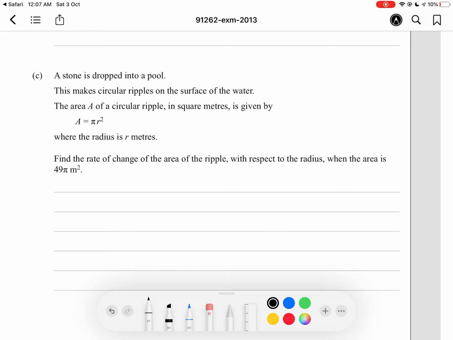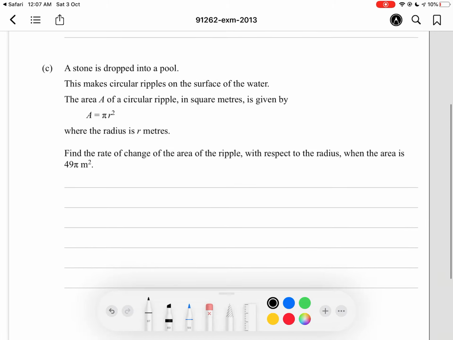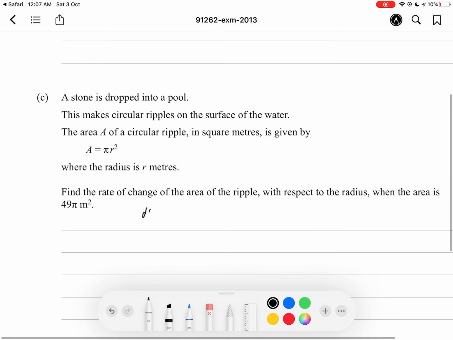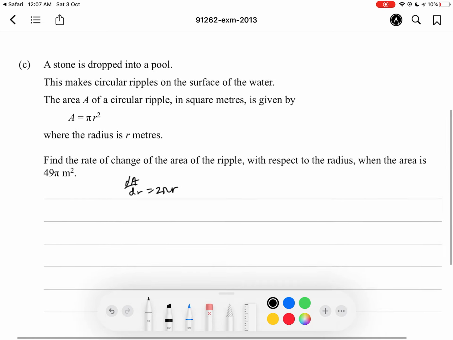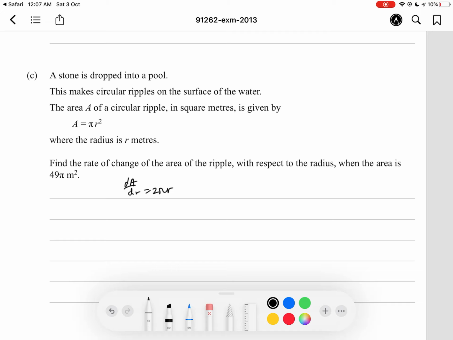We have A equals pi r squared, so we're going to differentiate with respect to the radius. So in this case, we have dA over dr equals 2 pi r. And we're trying to find the rate of change when the area is 49 pi meters squared. In order to find the rate of change, we need the radius. So we need 2 pi times r, so we can find the rate of change of the area given the radius at that time.